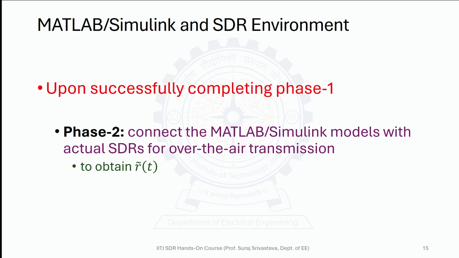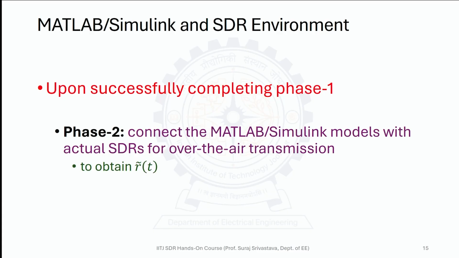And once you are ready with the baseband signal models, the Simulink models, then you can move to phase 2, where you can connect your MATLAB Simulink models with the actual SDRs for over the air transmission to obtain this R tilde t. And once you get the R tilde t, then again you can feed the same R tilde t to the receiver side Simulink model to recover the message signal M hat t.